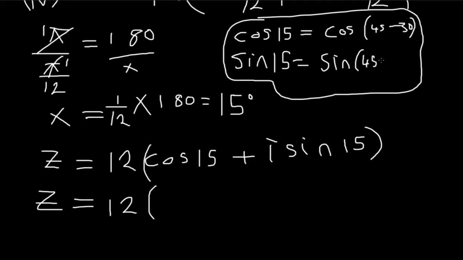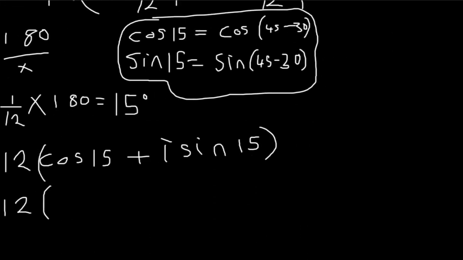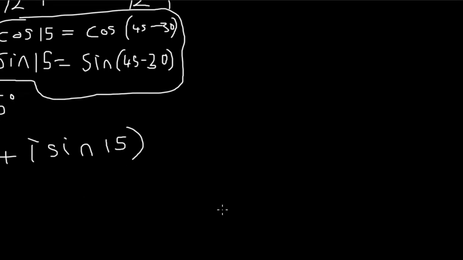So sine 45 minus 30. When you subtract 45 minus 30, you get 15. So this is how you find these angles there. I don't know if I should find them. Anyway, let's do them quickly. I'll write them this side.